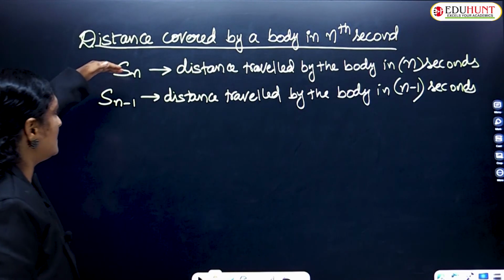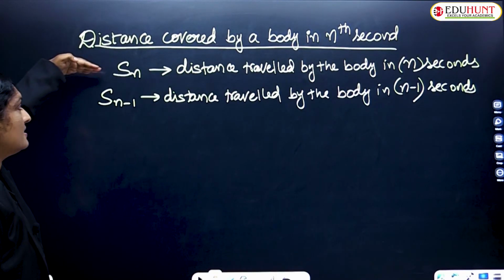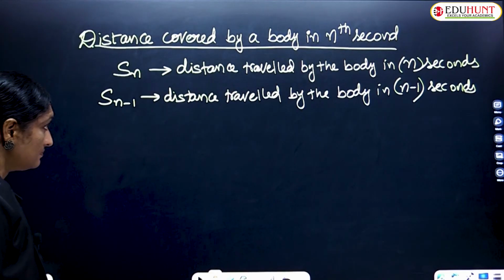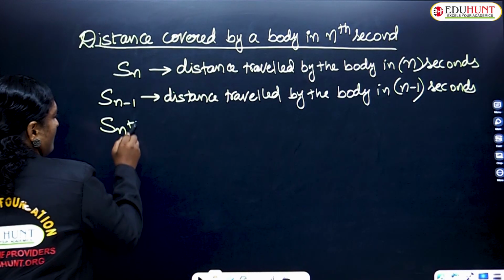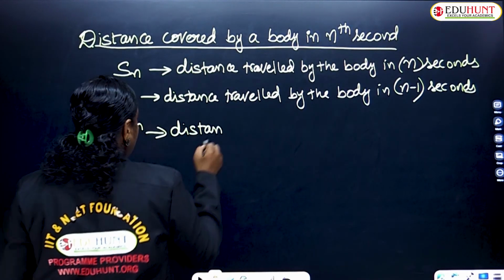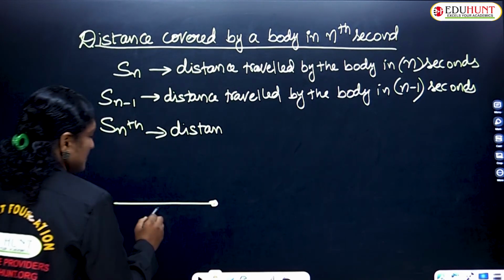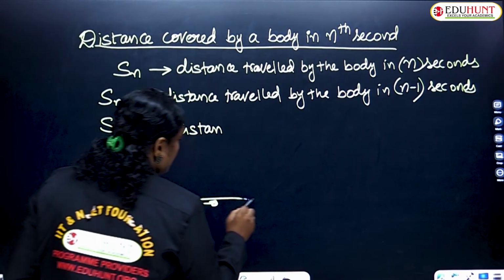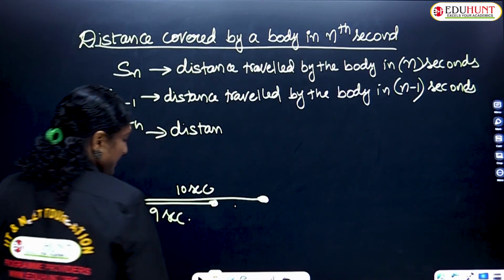Suppose it happens to be the distance traveled in 5 seconds, this will be 4 seconds. If this is 10 seconds, this will be 9 seconds, the total time that is given. Then we need to find out Snth. Snth means the distance traveled by the body in between. So suppose a body would have covered this distance in 9 seconds and this total distance in 10 seconds.